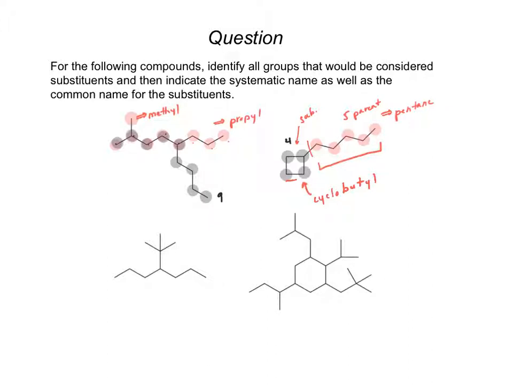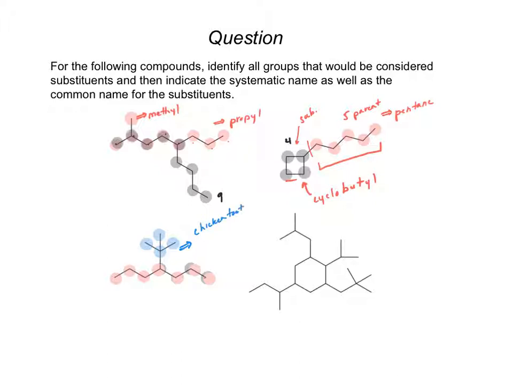Okay, moving down, we've got 1, 2, 3, 4, 5, 6. We've also got 1, 2, 3, 4, 5, 6, 7. I think the 7 is the longest chain. So this one thing up here is our substituent. It is a complex substituent, so we can't just name this methyl ethyl propyl. Hopefully you can recall what this is called. It looks like a chicken foot.